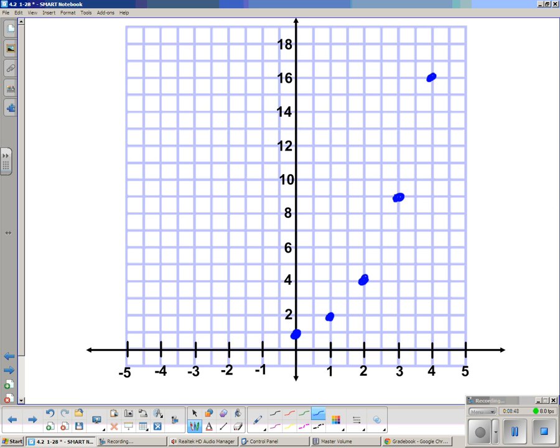And f of 5 was 25, which is going to go off the graph, so I'm not going to plot that one. But now I'll go on to the left for -1. Remember, that was the reciprocal of the function at 1, so that was 1/2.